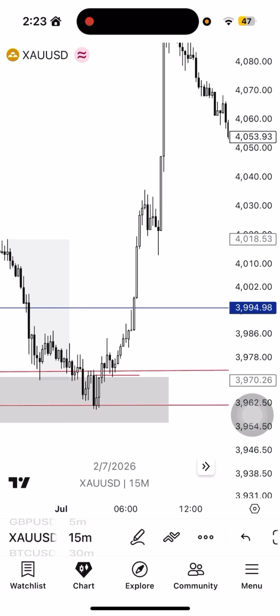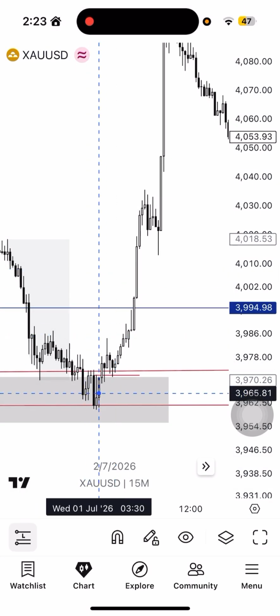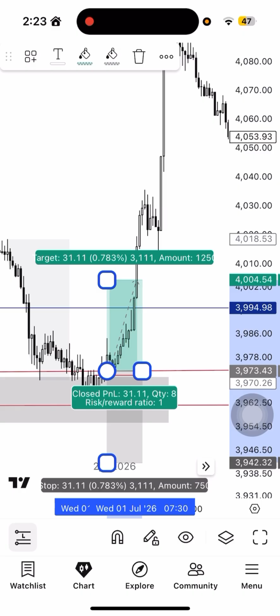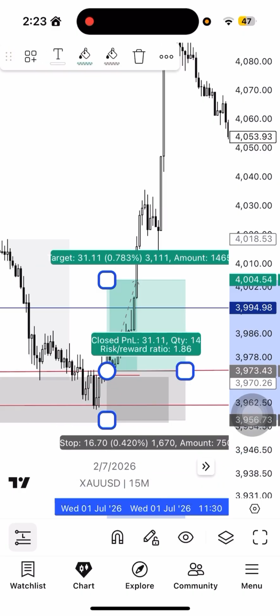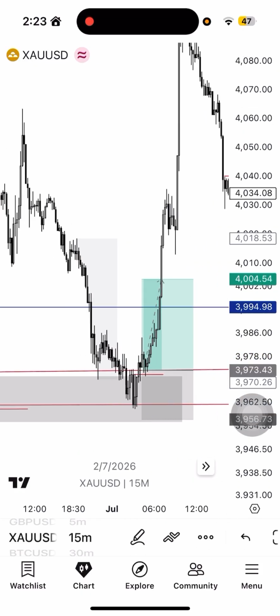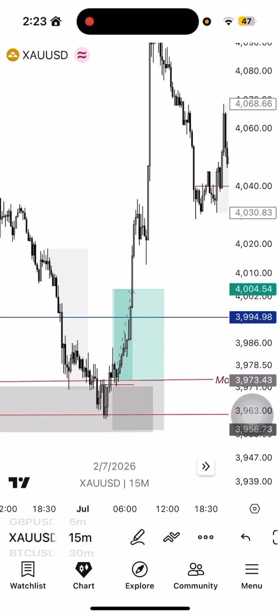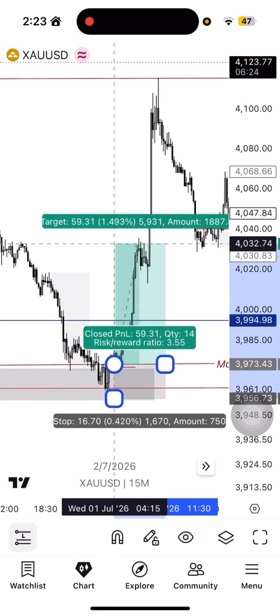So at the close of this candle, we have our entry right here for a long position. Right here, stop loss below the low, below the order block, or below the last candle that swept, and we have our target, which is a draw on liquidity.